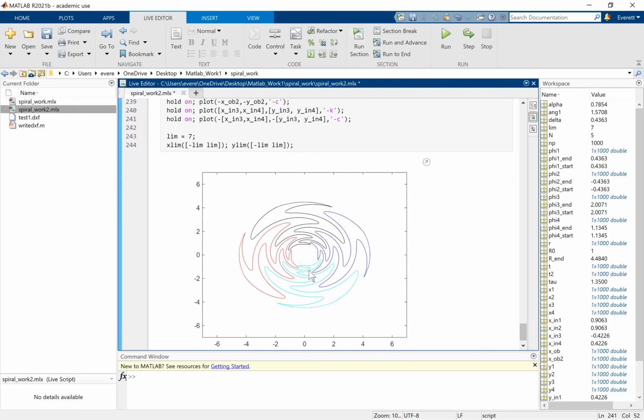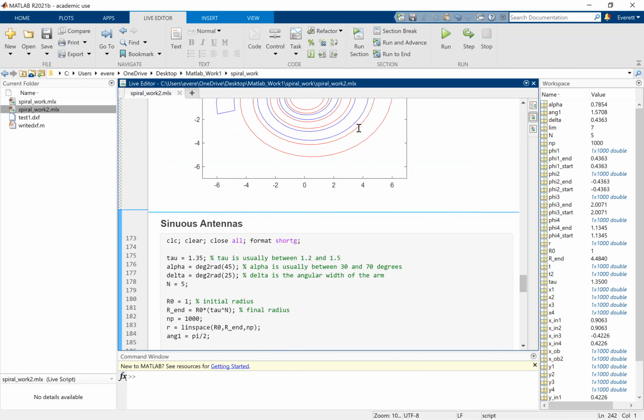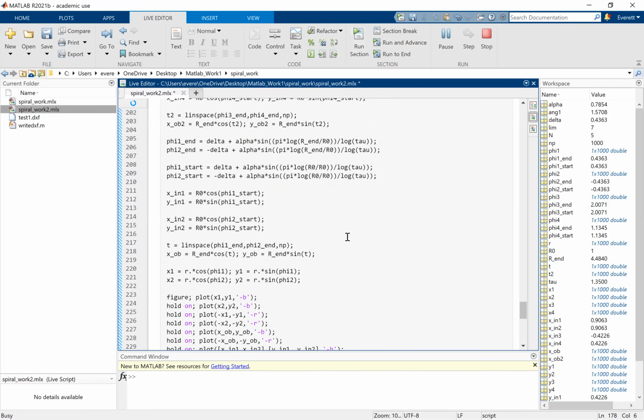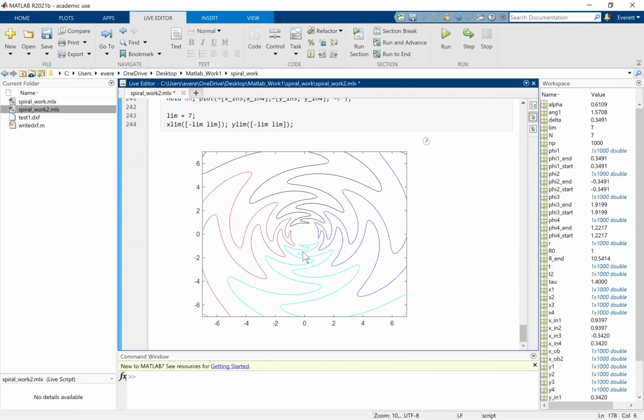All right. And now that is pretty much everything we need to know about the four-arm sinuous antenna in MATLAB. So this is a very robust design. We can change all of our variables here. So we can make tau, for example, maybe like 1.4. We can change alpha to something like 20 again, or 20 is too small. How about 35? We can change delta to, let's say, 20. And number of turns, we can change to, let's say, 7. Run everything, and our design holds together.